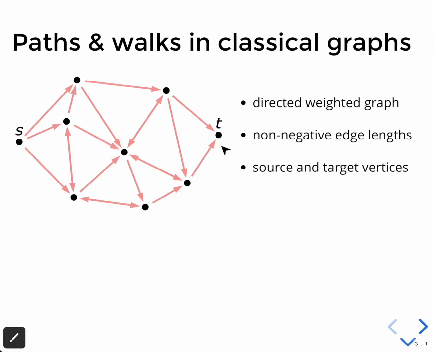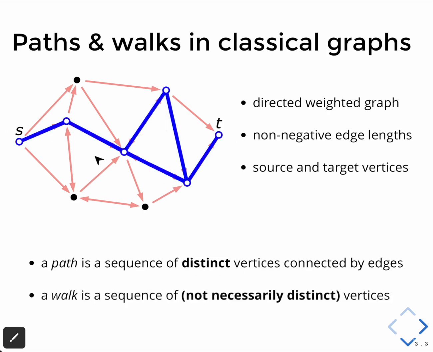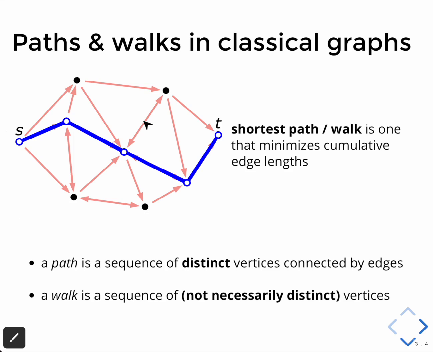Let's start with a little bit of context. If we had a directed weighted graph with non-negative edge lengths and we're given a pair of source and target vertices, then a path through a graph is a sequence of distinct vertices connected by the edges, and a walk through a graph is a sequence of not necessarily distinct vertices connected by edges.